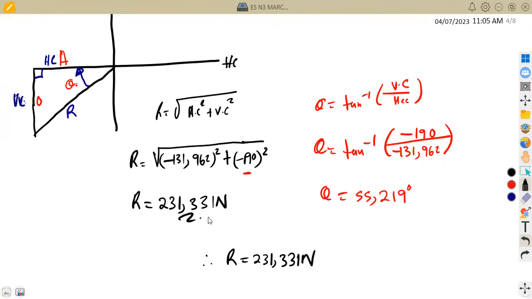All right. So therefore, our resultant in this case is R, which is 231.331 Newton. But for the angle that we have in this case, if you check here, we can take this angle in between from the side of the west.